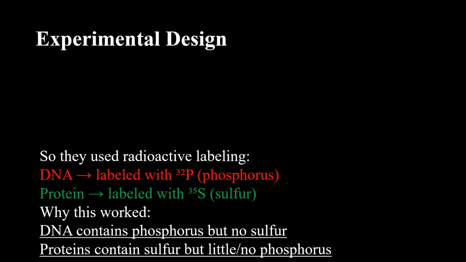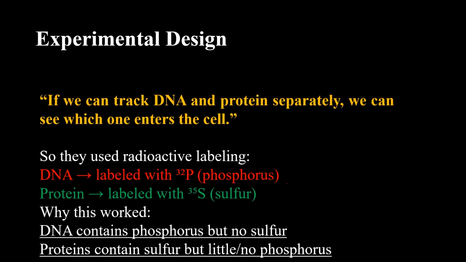Hershey and Martha Chase thought that if we can track the way of DNA and protein during the infection of bacteriophage to the bacterial cell, we can see which one enters the cell. In this way, we will have a confirmation of whether DNA or protein enters the cell. Whatever enters the cell will be the information carrier. So they used radioactive labeling. They labeled DNA with phosphorus. They labeled protein with sulfur.